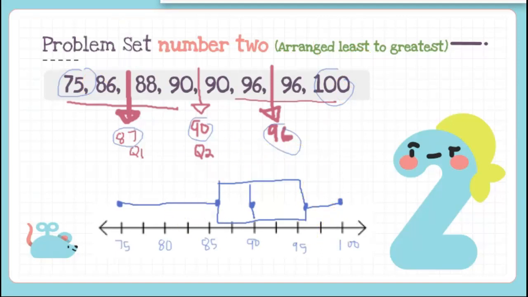And later on, let's say you don't have this data over here, you just have the graph. They're gonna ask you, what's your median in the set of data? So you could say 90. What's the range? You could say 100 minus 75. All right, so you get 25. And then something like that. So what's your interquartile range? You could say 95 minus 87. All right, so that's how you're gonna interpret the graph. Question?